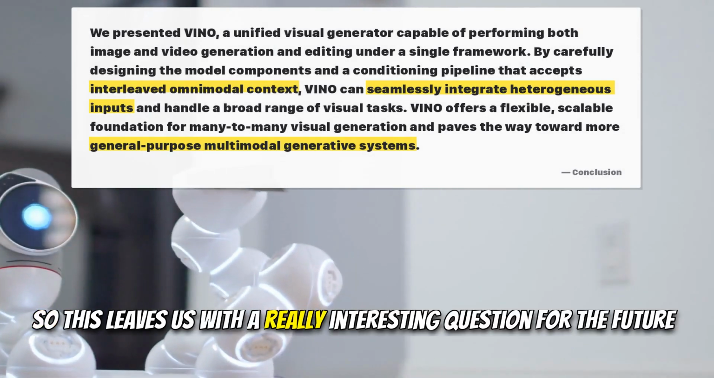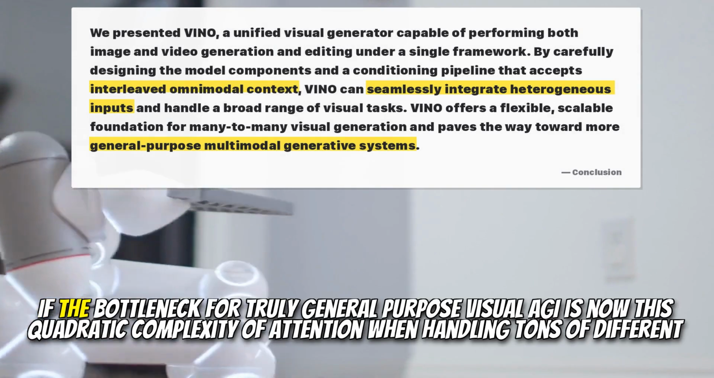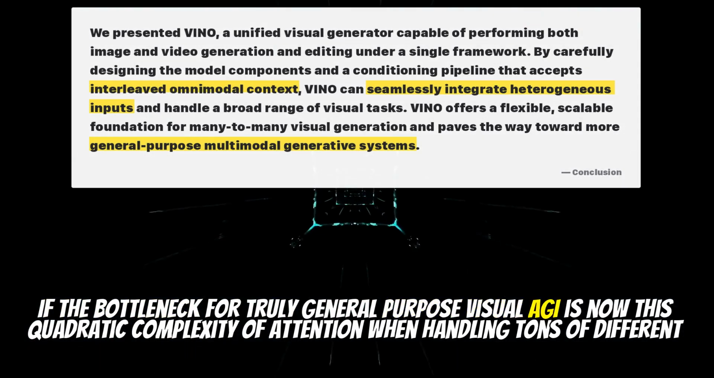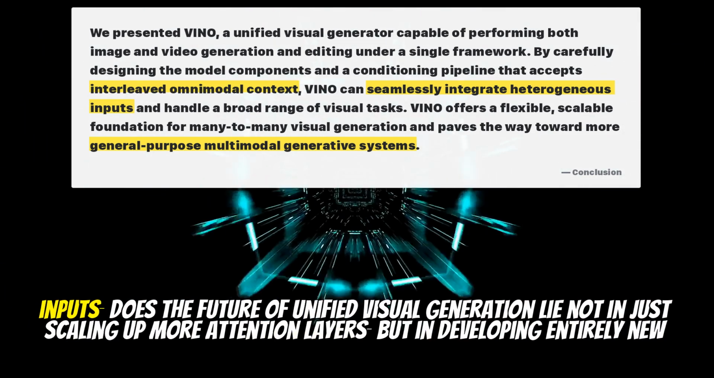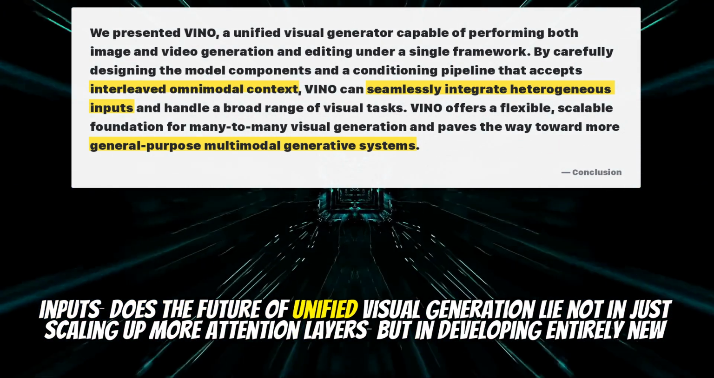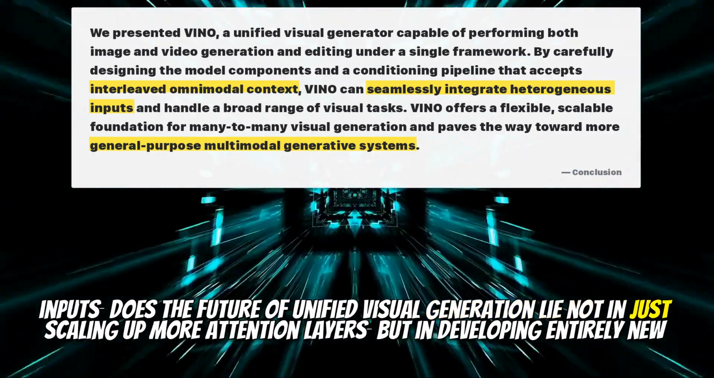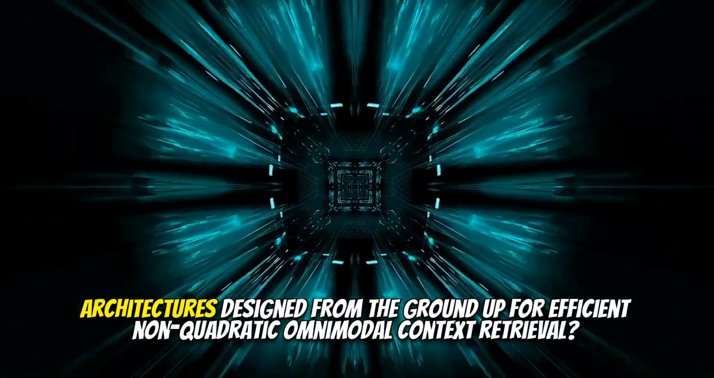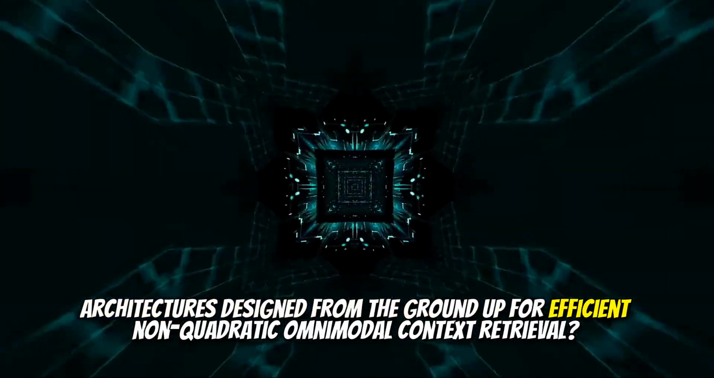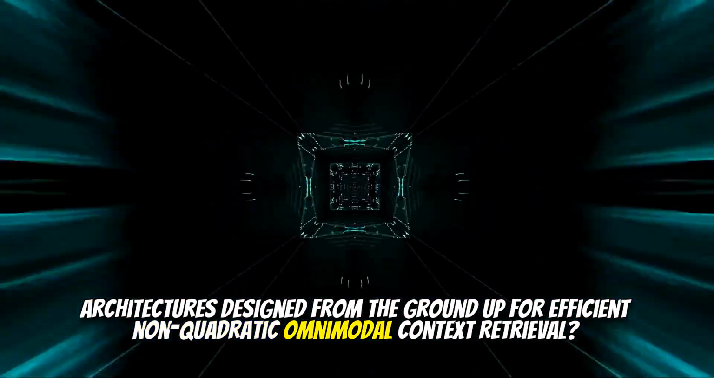So this leaves us with a really interesting question for the future. If the bottleneck for truly general-purpose visual AGI is now this quadratic complexity of attention when handling tons of different inputs, does the future of unified visual generation lie not in just scaling up more attention layers, but in developing entirely new architectures designed from the ground up for efficient, non-quadratic, omnimodal context retrieval?